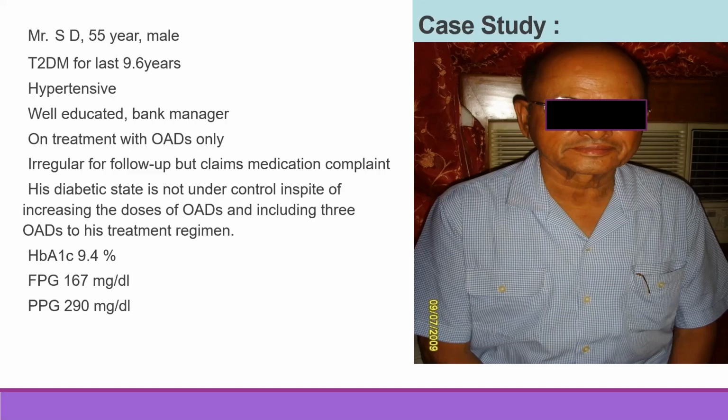Now this sometimes happens. We have to change the mindset of the patient that just taking tablets will not solve the issue. You have to keep an eye on your blood glucose level, whether it is controlled or not. His diabetic state is not under control in spite of increasing doses of OAD and including 3 OADs in his treatment regime. Fasting 167, BP 290 and HbA1c 9.4 is quite high.